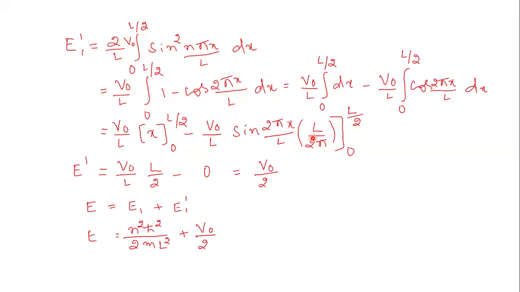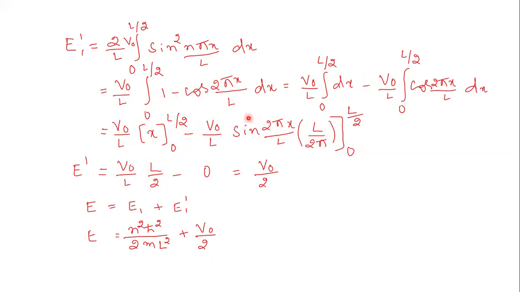We will get this. The integration of cos 2 pi x by L is sin 2 pi x by L divided by 2 pi by L, and that can be taken to the numerator, so it will become L by 2 pi. We substitute the integration limits 0 to L by 2. Here it will be the integration of dx, which is x, between the limits 0 to L by 2. Then V naught by L. So after the integration limits are substituted, the first term will become L by 2 minus the sine term.